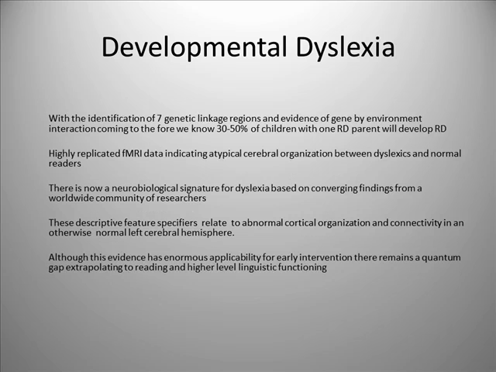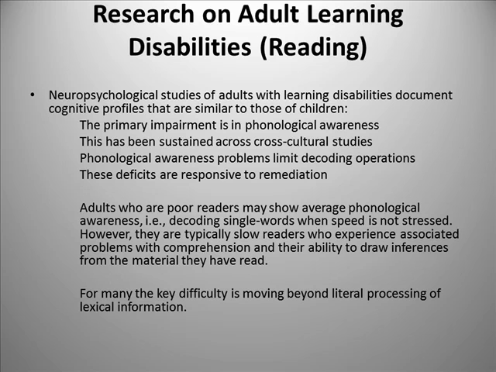When we're looking at college students, we're going to be seeing that these are individuals who have been able to achieve a reasonable level of success in reading. They are compensated. But adults who are poor readers, although they may show average phonological awareness, decoding skills, especially where speed isn't being stressed, nonetheless, they're likely to have problems with drawing inferences and reading with comprehension and mastery. Those basement skills are holding them back.